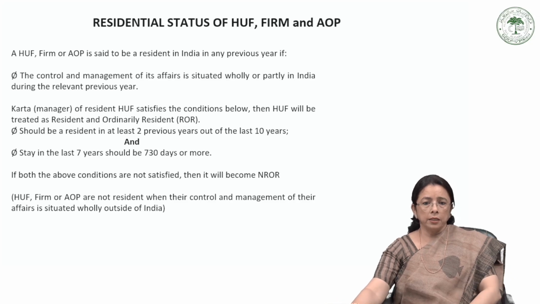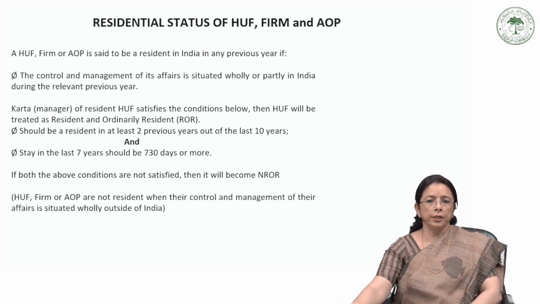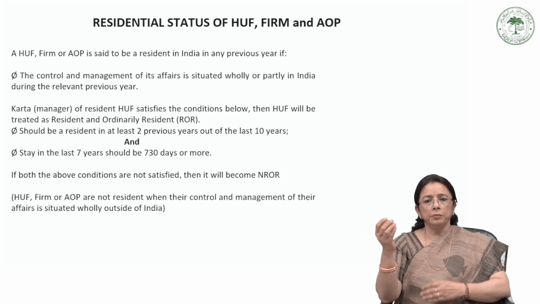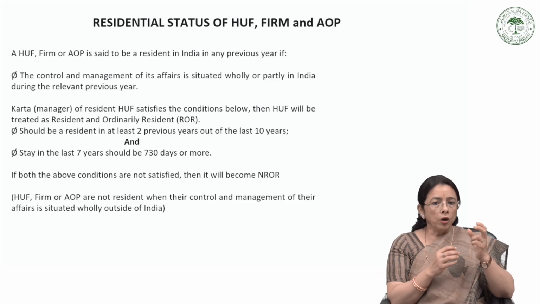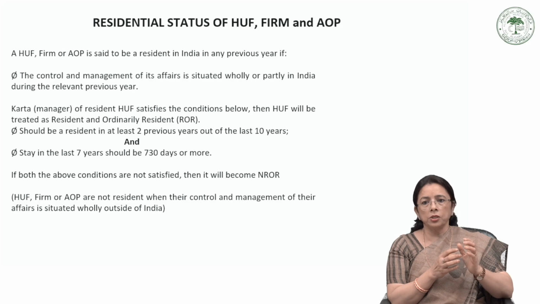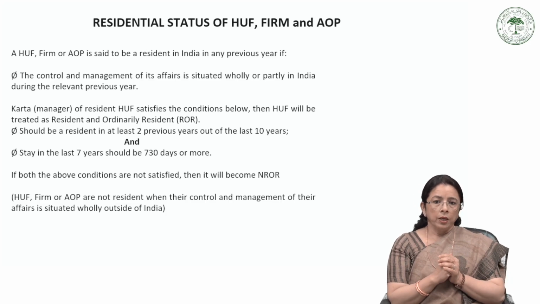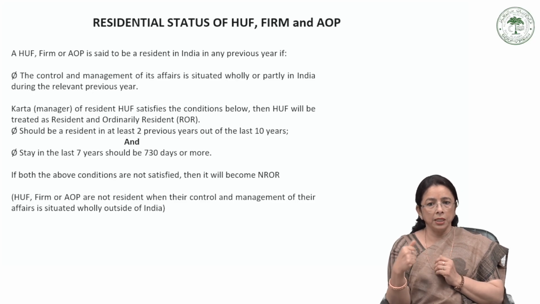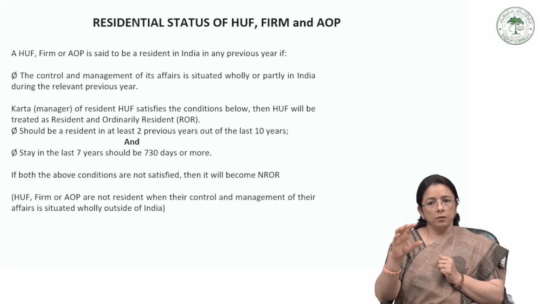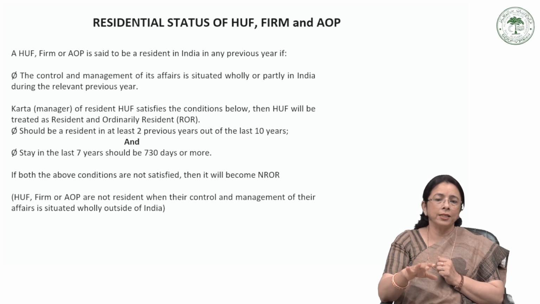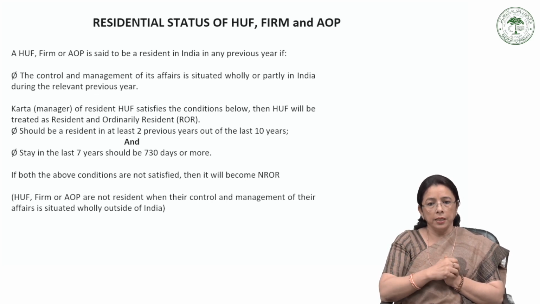Maybe we can understand it better with the help of an example. Suppose a firm has its head office in Delhi, whereas it has offshoots or branches in Singapore. All policies and administrative decisions are made in Delhi. That means control and management is partly in India. Because the decision-making body is in Delhi, obviously this firm will be decided to be resident in India.